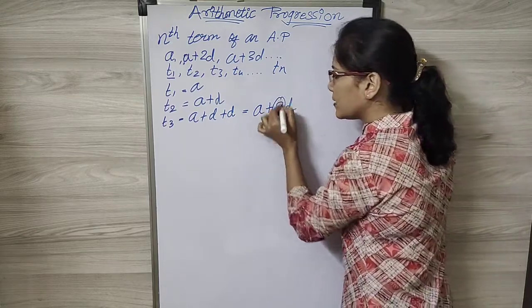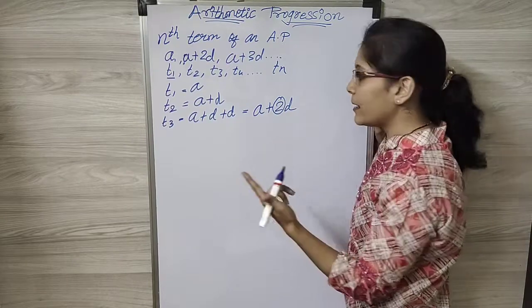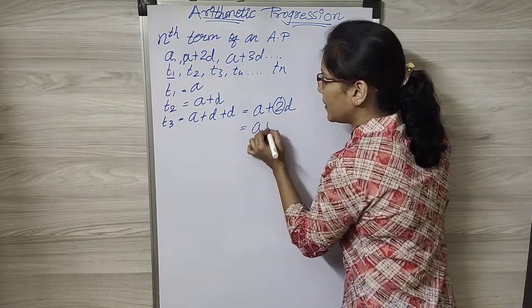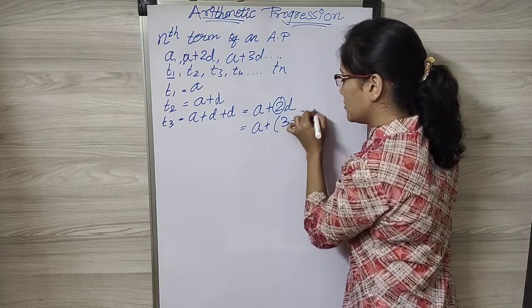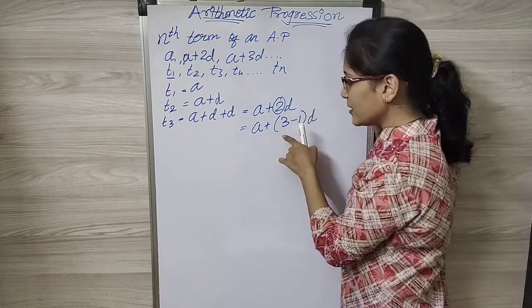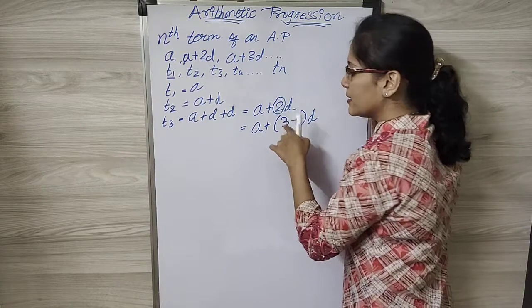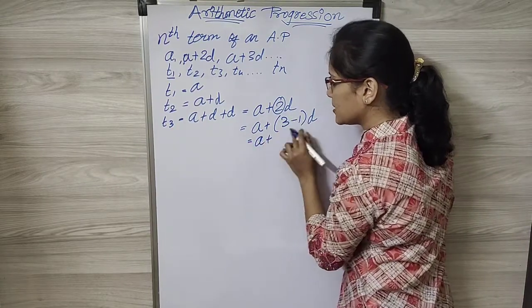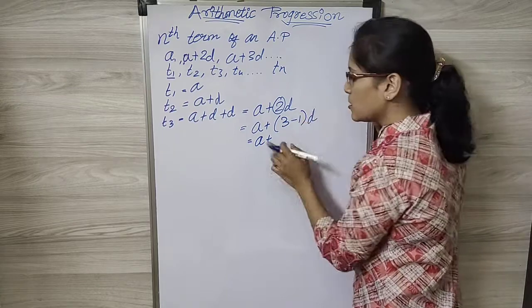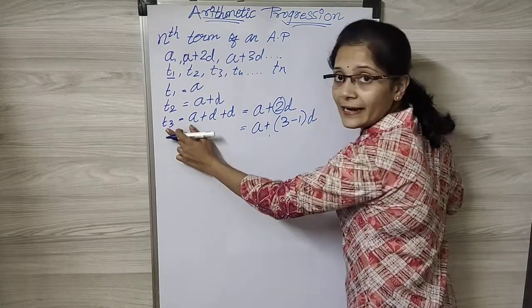Now what is 2D? How can I represent 2 in another manner? That is A plus 3 minus 1 D. What is 3? 3 is the term number. So this becomes A plus 2D. Again in this form, 3 is the term number.